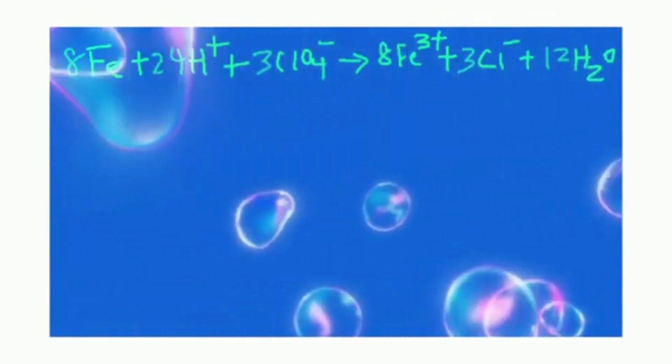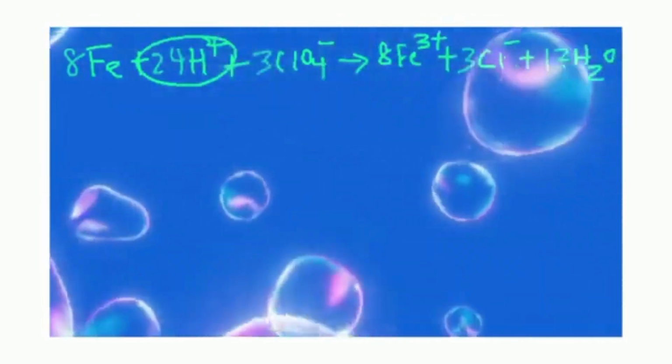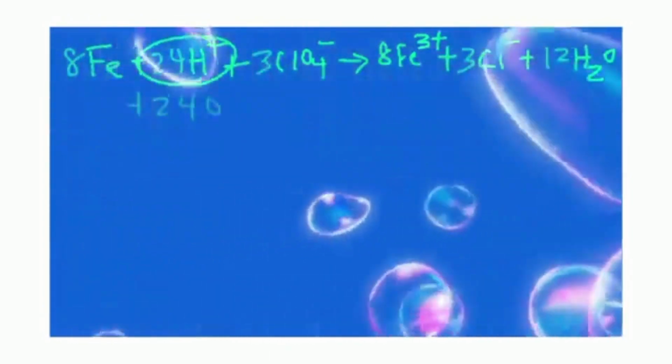So now we wish to balance it under basic conditions. So what can help us to do that? What do we need to do at this point? At this point, we need to add hydroxide ions to the solution. So the number of hydroxide ions that you need to add is based on the number of H+ ions that you see in a balanced reaction. So we're going to add 24 hydroxide ions to both sides of this equation.